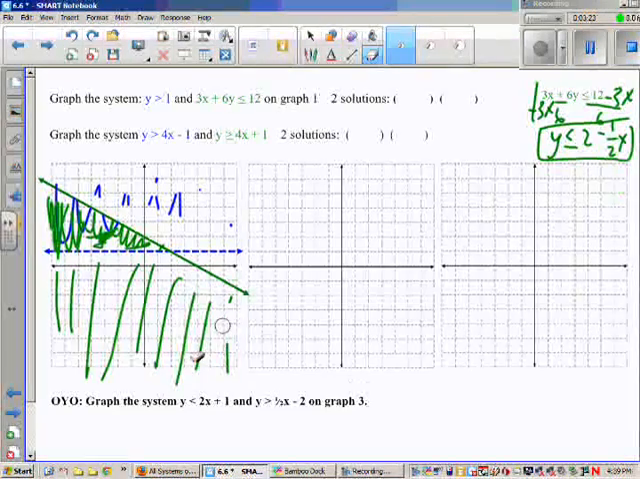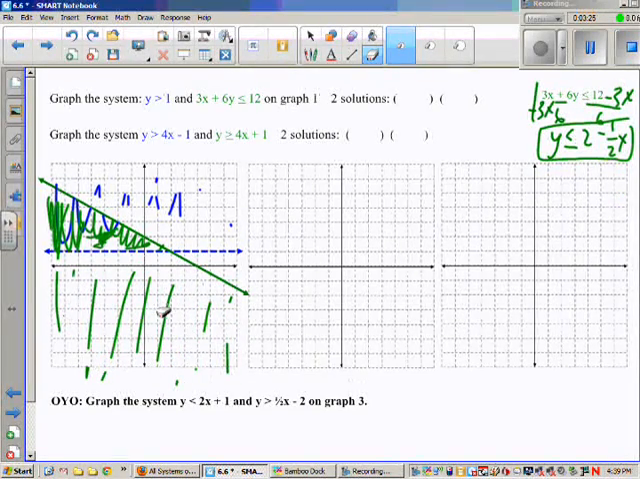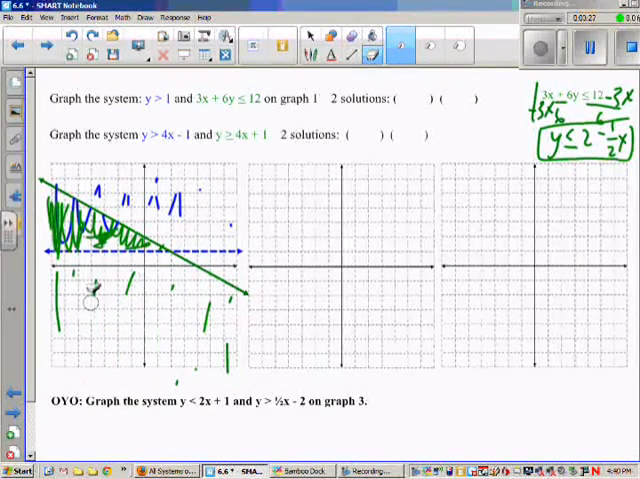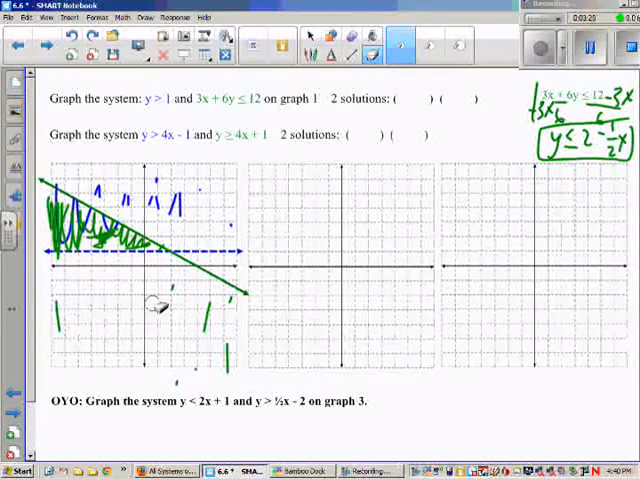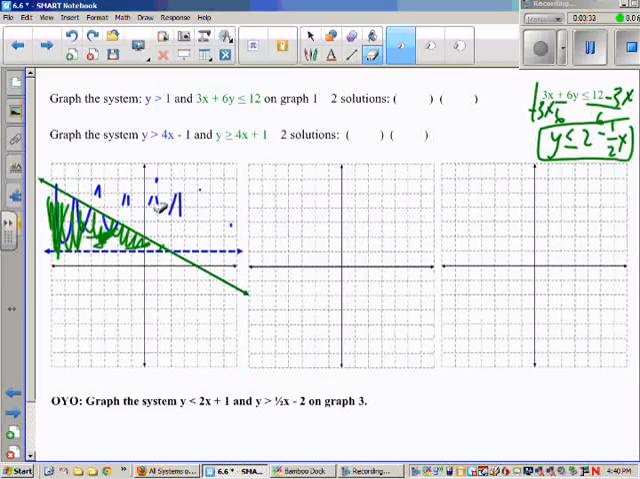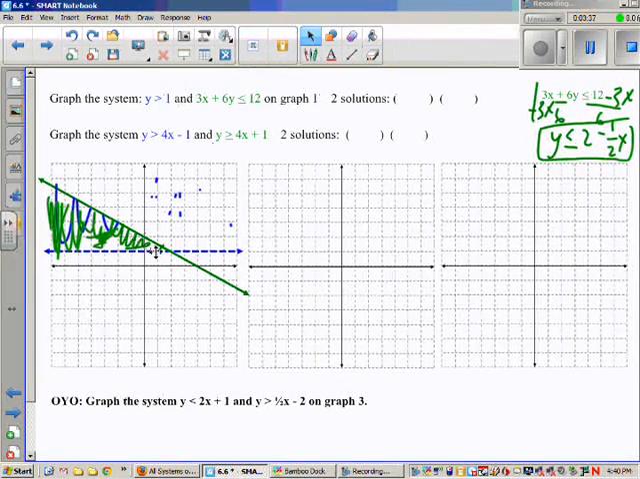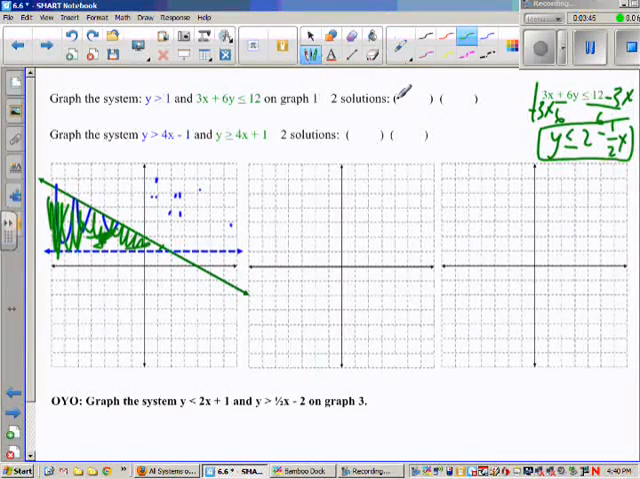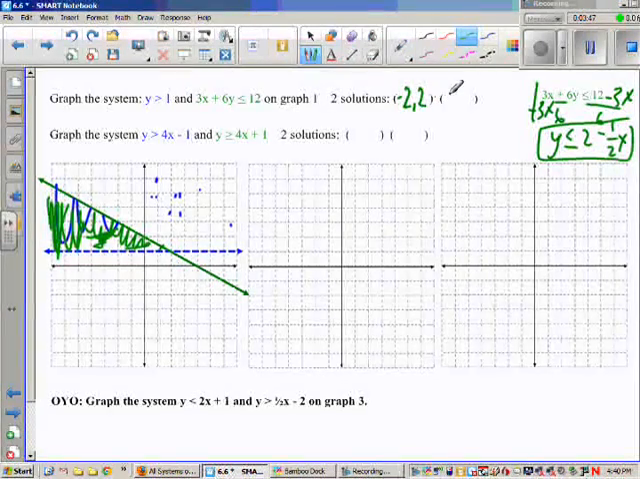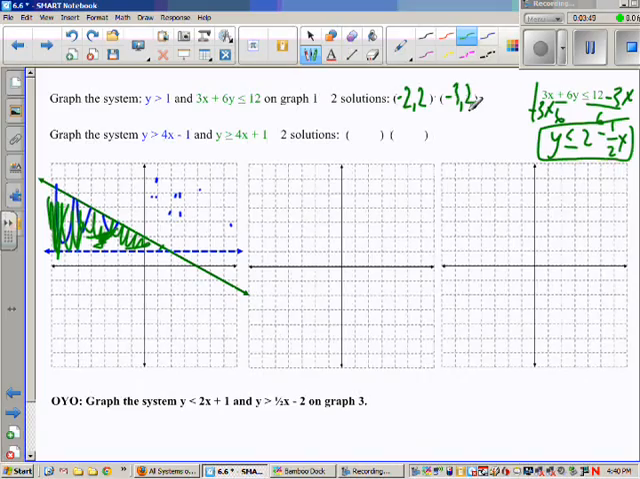Alright, so now we wanted to list the two solutions, and there's many that we could choose. We'll pick lattice points, fairly simple ones here. So it looks like I'm going to say negative 2, positive 2, and negative 3, positive 2. And there are an infinite amount of answers, but negative 2, 2, and negative 3, 2 are obvious to me.